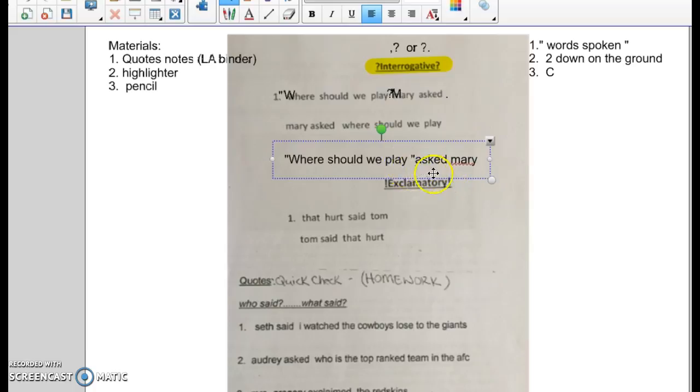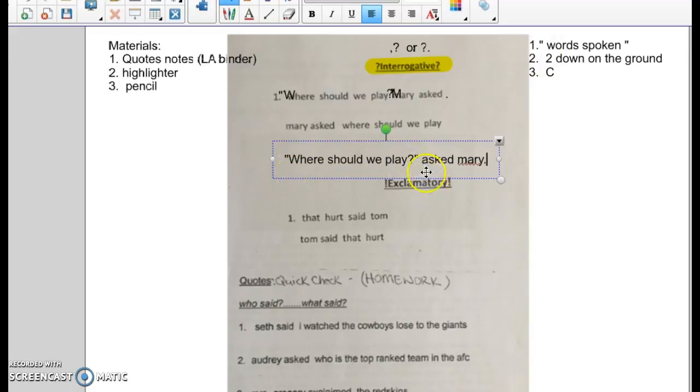Two down on the ground. Well, ask yourself which part is actually the question. The question is, where should we play? Make sure it's punctuation, then quotes. So question mark, then quotes. And then our second down on the ground is going to be a period because we are telling them what Mary asked. Okay, capitalization. We've already capitalized the beginning of both sentences here.